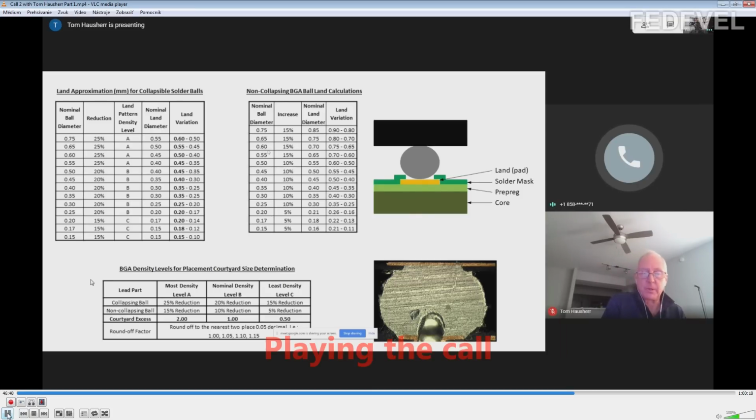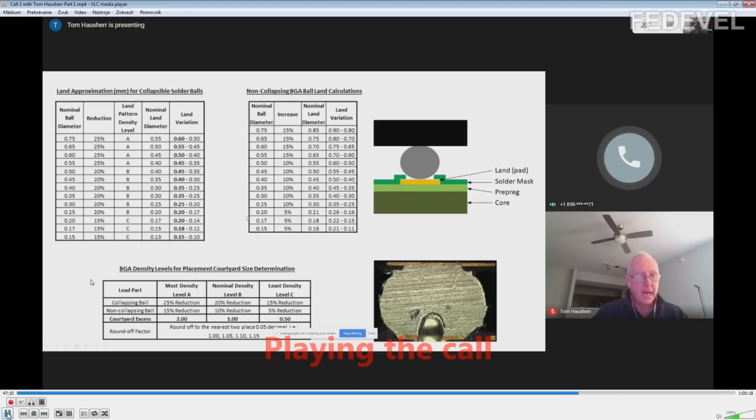By the way, the ball size is normally 50% of the pitch. So if I have a 1 millimeter pitch part, the ball size is normally 0.5 millimeter, or somewhere around that range.